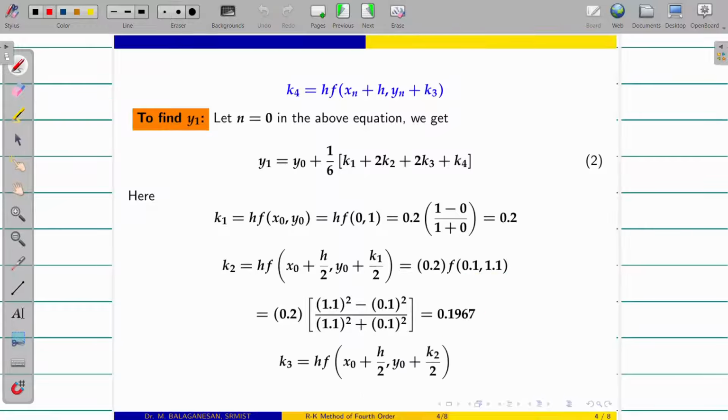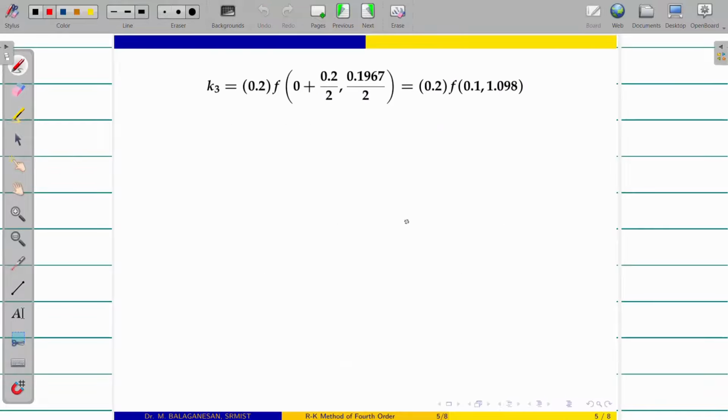Right. K3 is equivalent to h into f of x naught plus h by 2, comma, y naught plus k2 by 2. We have to proceed in a similar way. Now replace the x naught value and y naught value, h by 2, k2 by 2. K2 is the value you just found before. Substitute it here. If you substitute like that, you will get this.